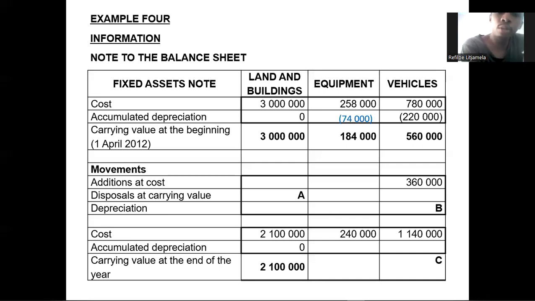For vehicles, we've got cost of 780,000. Accumulated depreciation at the beginning of the year is 220,000, and the carrying value is 560,000. In the movements, we are told that vehicles were purchased during the year, but we don't have any information yet. So additions at cost for vehicles will be 360,000, and depreciation will be calculated for the current year. You will see that the cost price at the end of the year has gone up from 780,000 to 1,140,000.